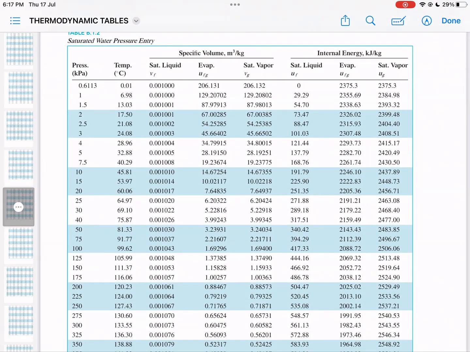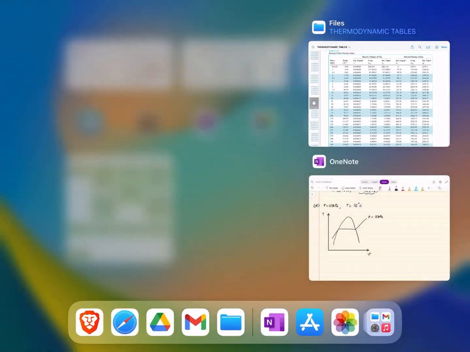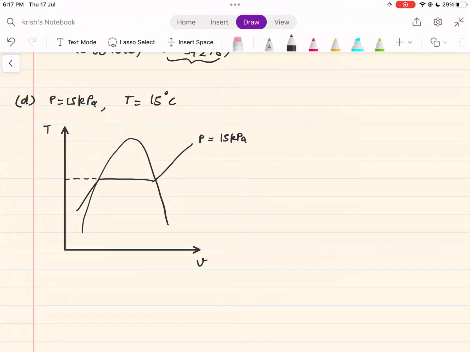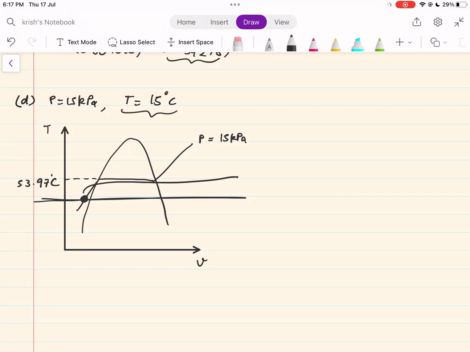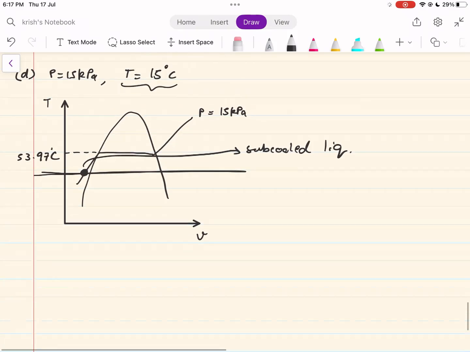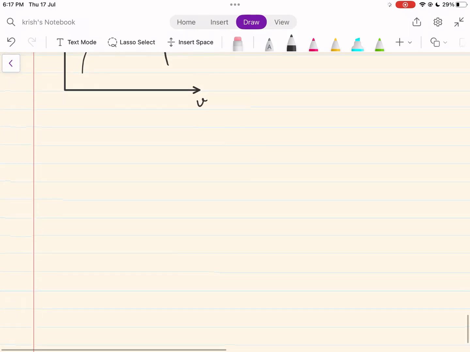Now let us attempt to find out the saturation temperature at 15 kilopascals from table B.1.2. At 15 kilopascals, the saturation temperature appears to be 53.97 degrees Celsius. However, the given temperature is below that, so it will lie somewhere here. And the intersection point indicates that it is a subcooled liquid. Okay, that concludes this question.